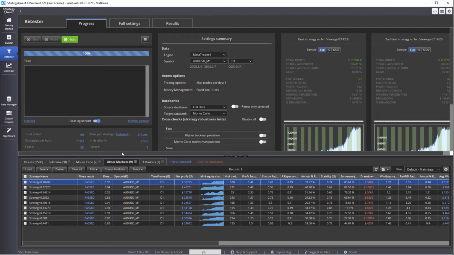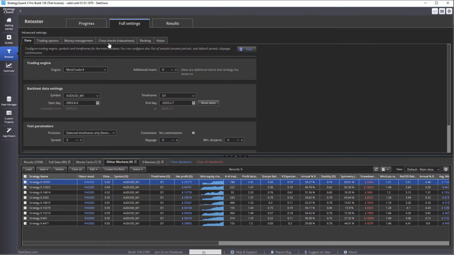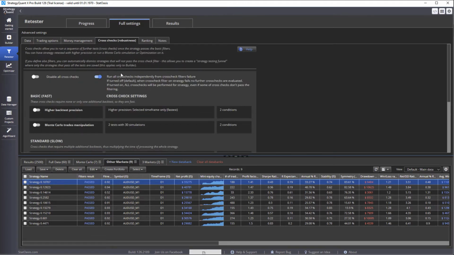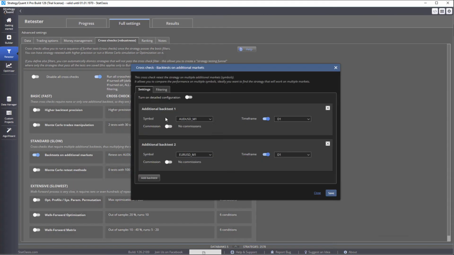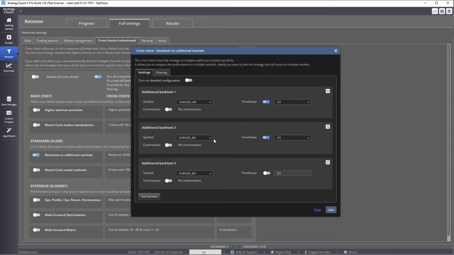Of course, the whole point of the software is to automate. So if you go to full setting, and now we go to robustness testing. In the last video, we did the higher test precision and Monte Carlo trade manipulation. And now we can do the additional market here. So instead of testing on one market, I actually can test on more than one market. So in this case, I can do two or three or more, whatever.